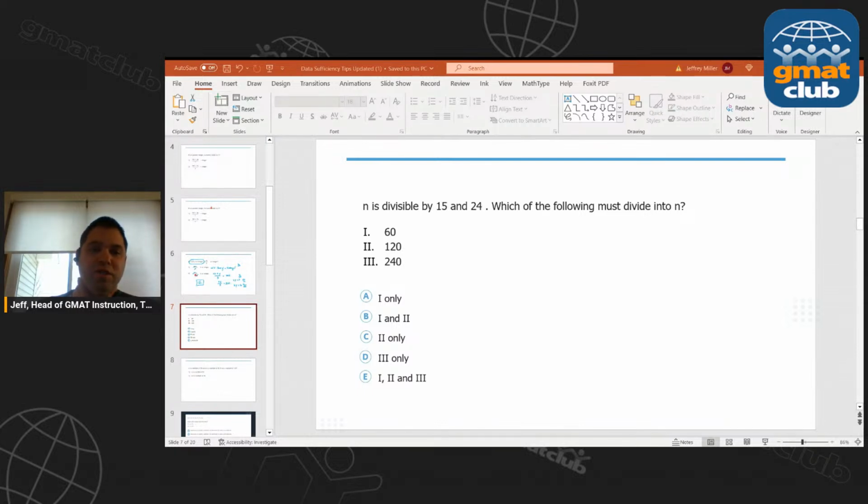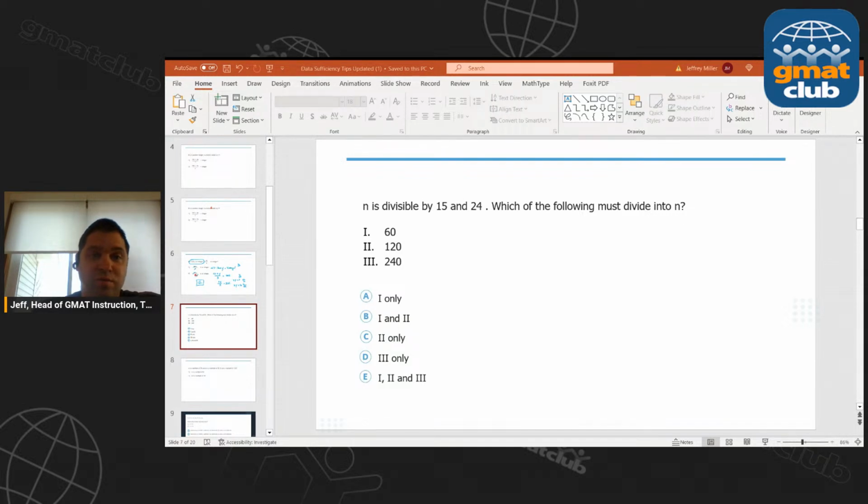And when it's saying which of the following must divide into n, the "must divide into" happens all the time. It means you need to find the minimum value of n, right? So do the LCM out. Now there's two options here. You can go the prime factorization route and take the largest value of any of the prime factors, right?